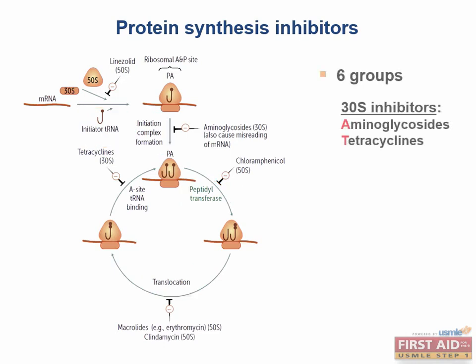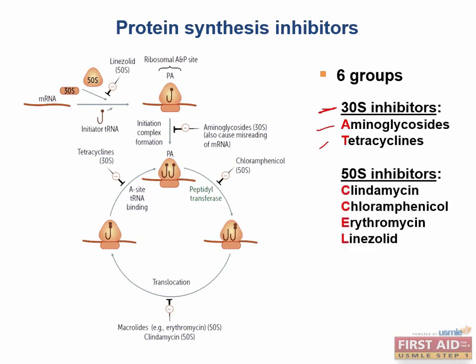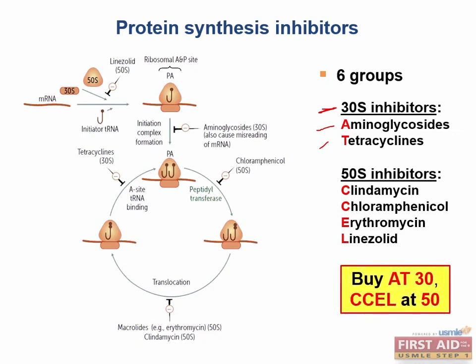Overall, there are 6 classes of protein synthesis inhibitors. We have the aminoglycosides and tetracyclines that inhibit the 30S ribosomal subunit. And then we have clindamycin, chloramphenicol, erythromycin, or the macrolides, and linezolid that inhibit the 50S ribosomal subunit. A great mnemonic to remember this is: buy at 30, sell at 50.